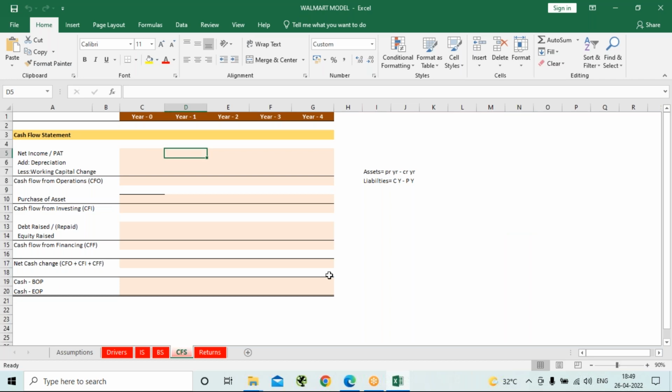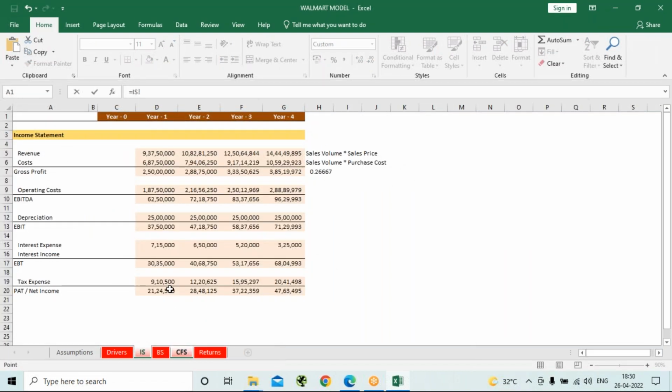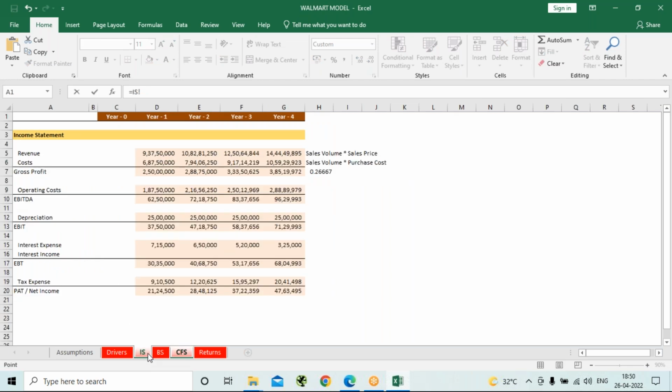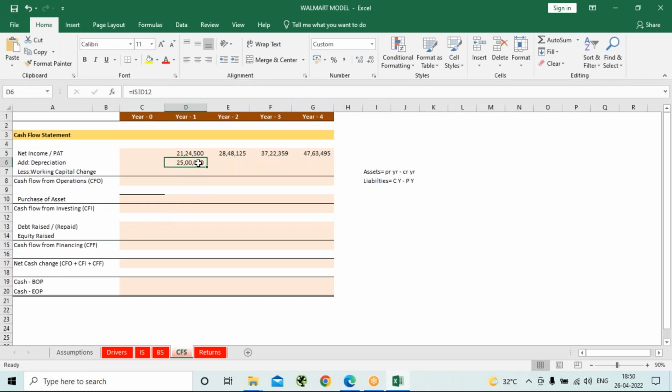Equals to the PAT or net income brought from the income statement. Select this value and drag it out for the other years. Then the depreciation value. This depreciation value was already given in the income statement. Let us select it and drag it.